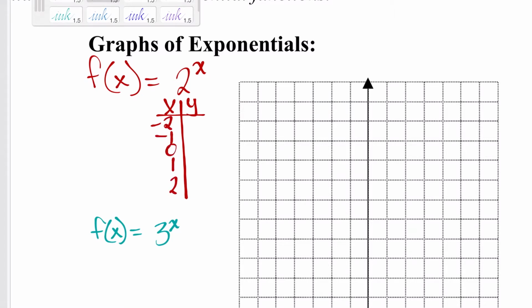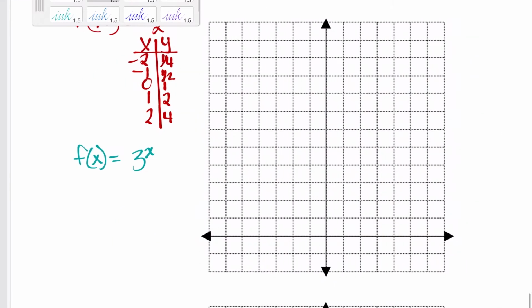When I plug all this stuff in, I would end up with 1 over 2 squared, 1 over 4, 1 over 2. Anything to the 0 power, aside from 0, is 1. 2 to the first power would just be 2, and 2 to the second power would be 4. And then I'll plot those.